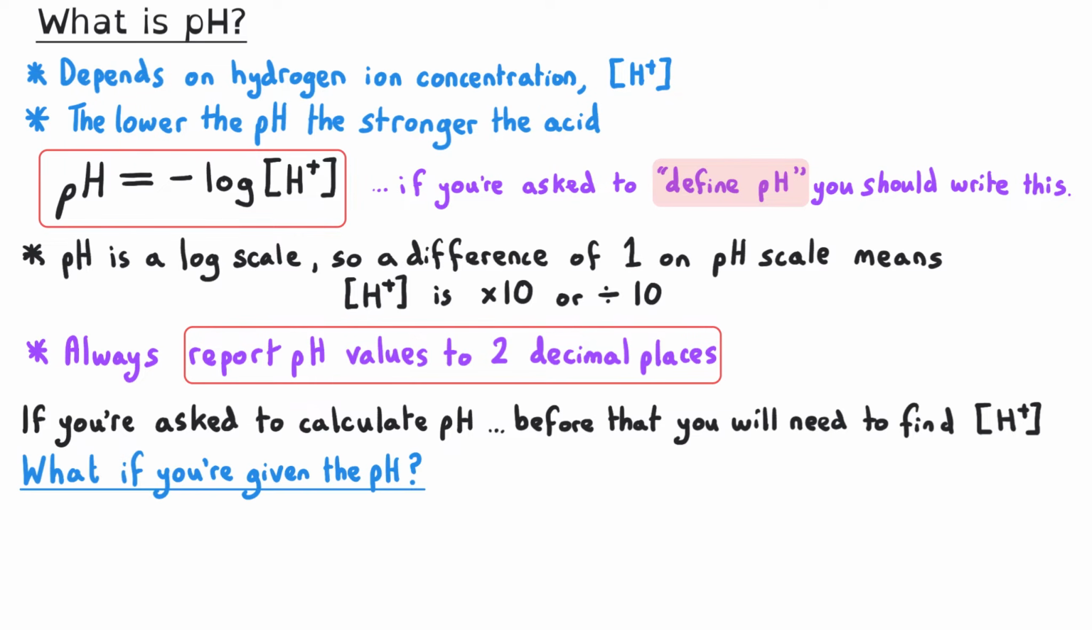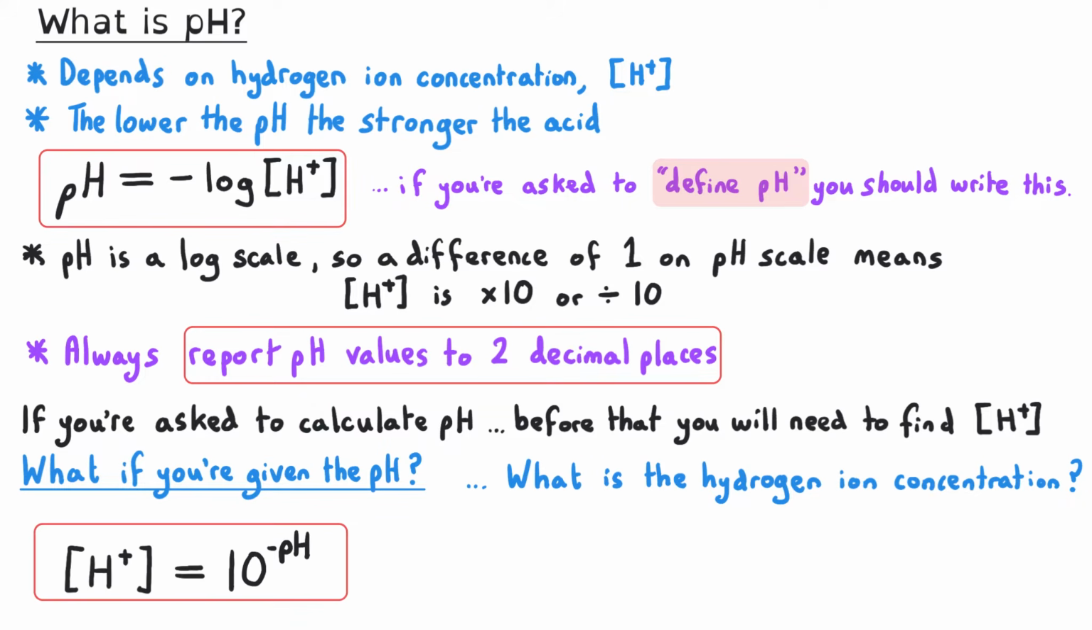A question might come at this from a different angle, though. It might give you the pH of a particular solution and require you to then calculate the hydrogen ion concentration by rearranging the pH expression. So this gives us another equation that is not quite as important as the first one, but I'd be really surprised if you didn't use it at least once on an A-level chemistry paper. And that is that the hydrogen ion concentration can be calculated by using the inverse log of the pH. And what that is written as is 10 to the minus pH.